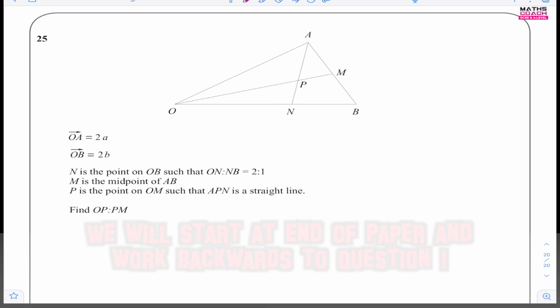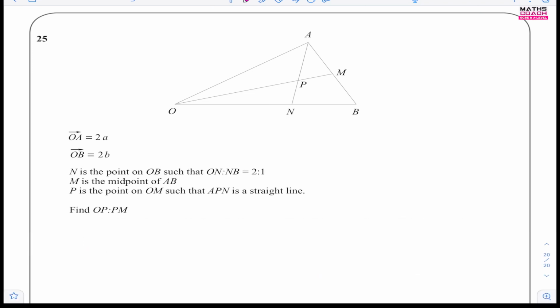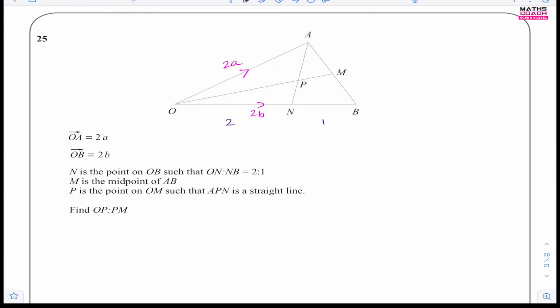Let's go. So we'll start at the back of the paper. This question here is a question on vectors. We are told that O to A is equal to 2A. Let's write that in. That's O to A right there, and that's equal to 2A. And we're also told that O to B is equal to 2B. So there, that's 2B. Then we're given the information that N is on the point O to B. So O to B is right here and N is right there. And it's in the ratio 2 to 1. So what we can do here is say this is 2 and this is 1 part.